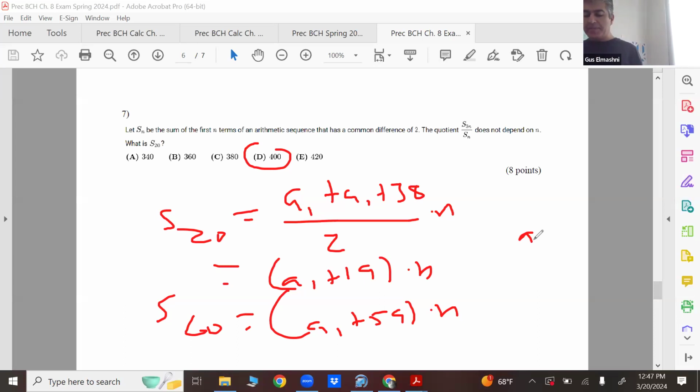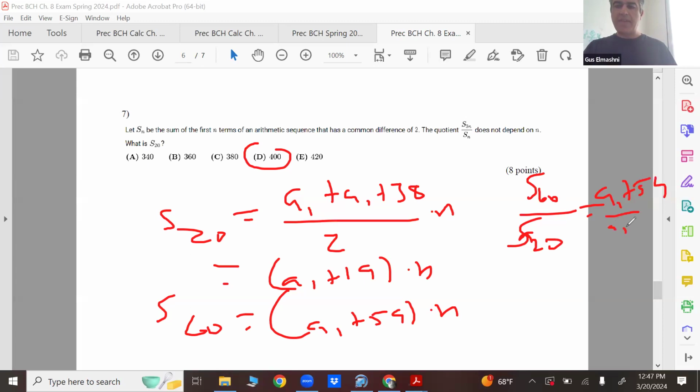The first term's A1. So are you asking how I got S20? Okay. Yeah, so it's A1 plus An divided by 2 times n. And An is A1 plus 38, because the 20th term, because the common difference is 2, right? It's 19 times 2 plus the first term. So when you do S60 over S20, it just reduces to this, right? So the n's cancel. That's why n doesn't really matter. But then figuring out what A1 is, that's the tricky part.